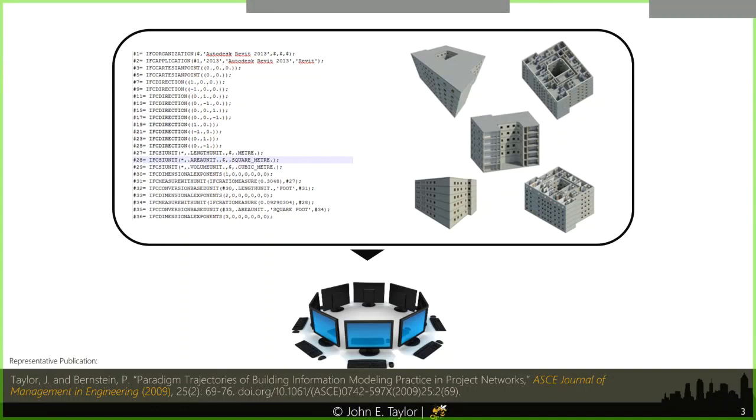So 10, 12 years ago, that was a big change that was occurring in the industry, and the researchers were out there trying to figure out, all right, how do we move these BIM models from being just representations of the buildings to having intelligence?